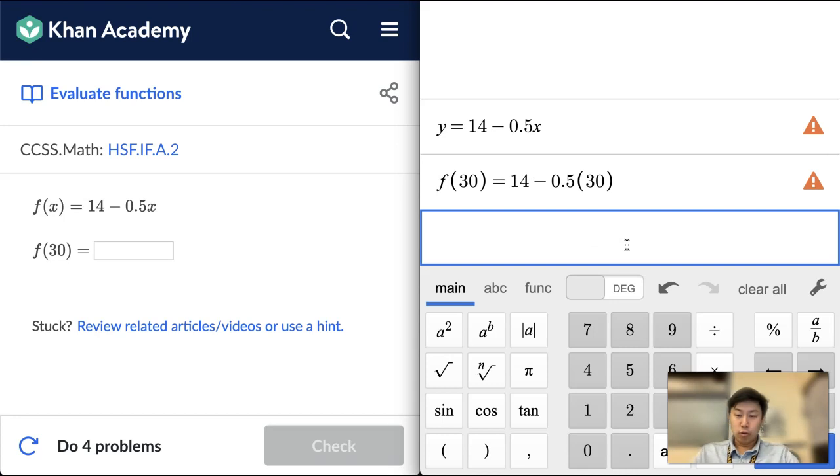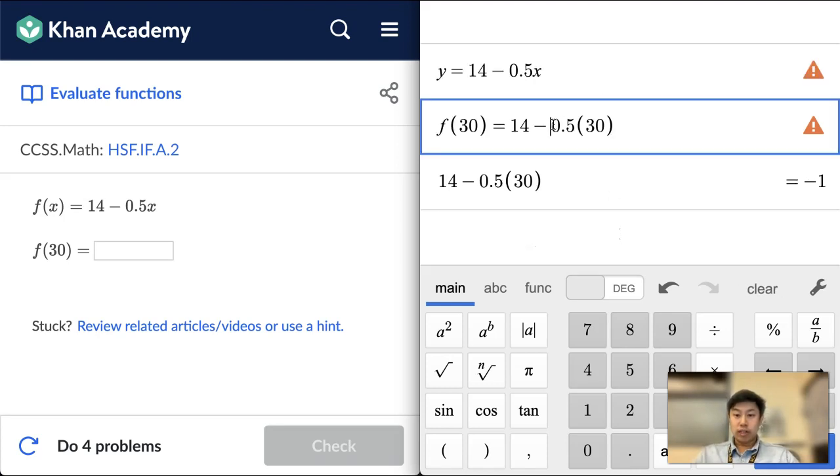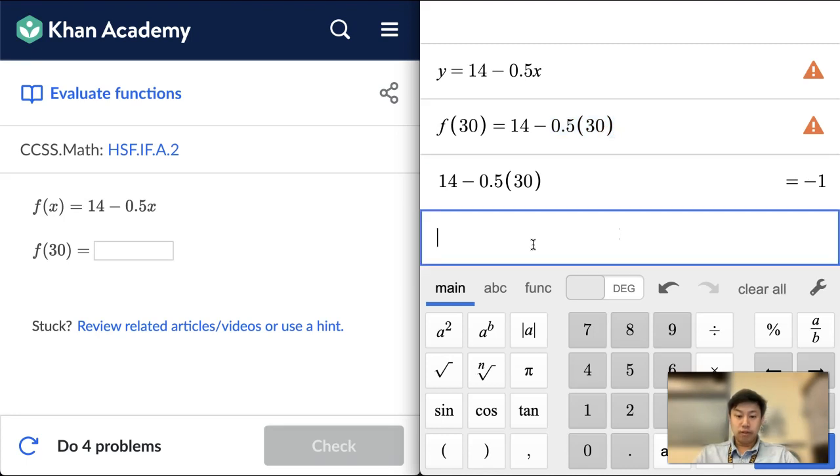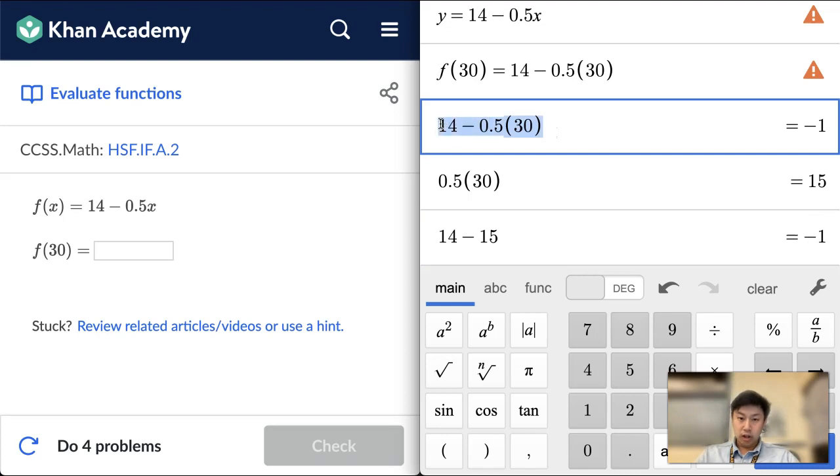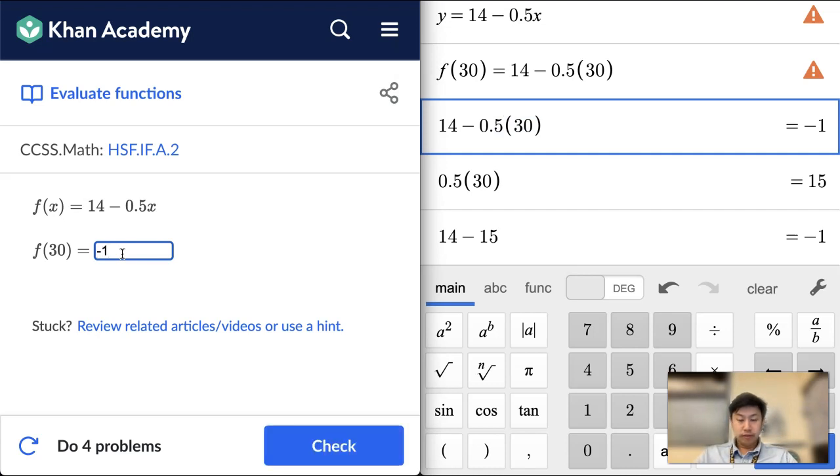The calculator can do the work for you, right? 14 minus 0.5 times 30. It's a nice negative 1. If you want to break it down further, just do one at a time. Figure out what 0.5 times 30 is. That's like half of 30, which is going to be 15. And then you're doing 14 minus 15, which is still your negative 1. So this is all the work in one shot if you want your calculator to help you with that. But you can also break it down and follow order of operations. But negative 1, there we go.